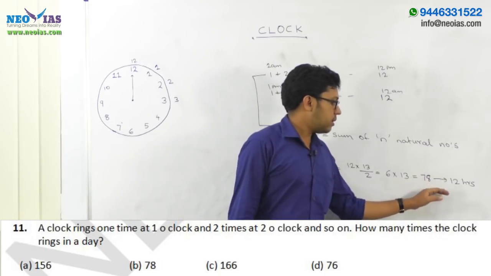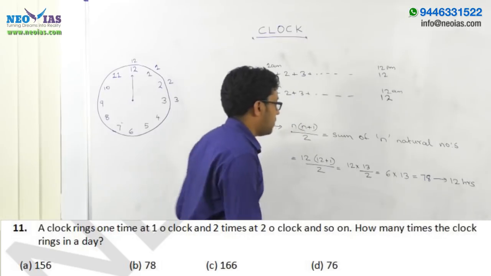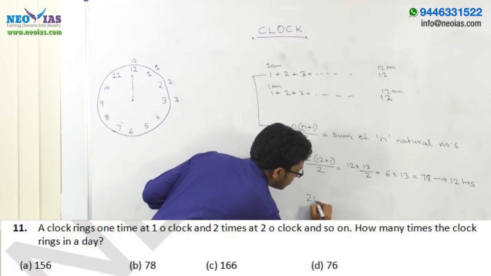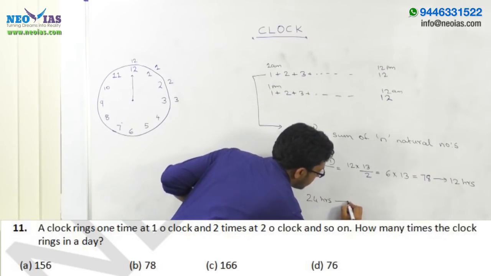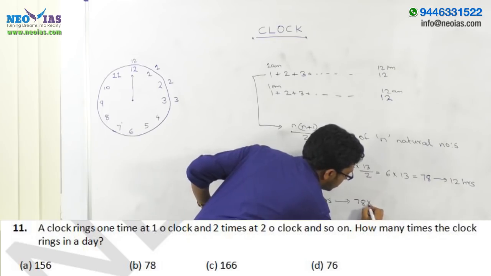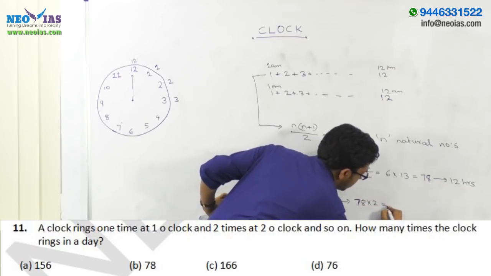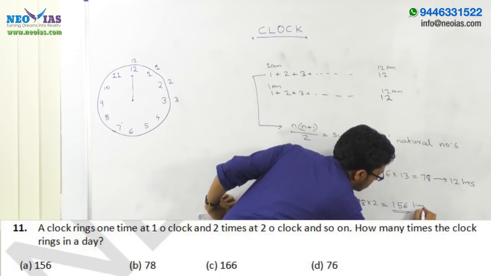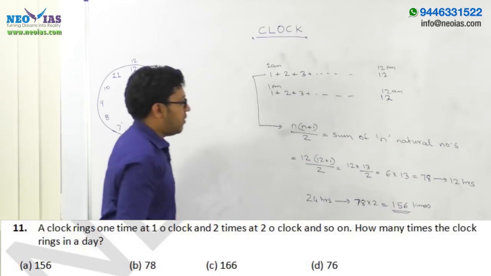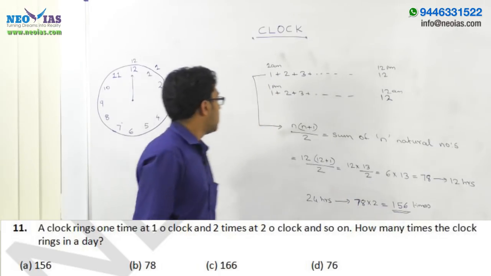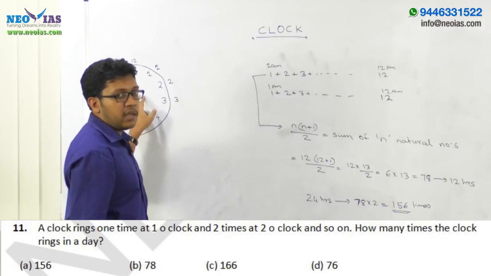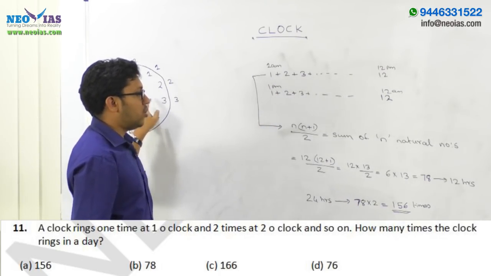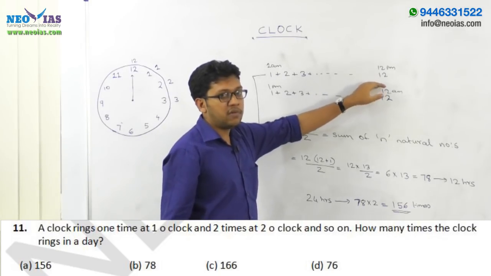These 78 times will be for 12 hours. Thus for 24 hours, 78 into 2 we have to do, and the answer will be 156 times. Thus 156 times this clock has to ring in a day to show its 24 hours.